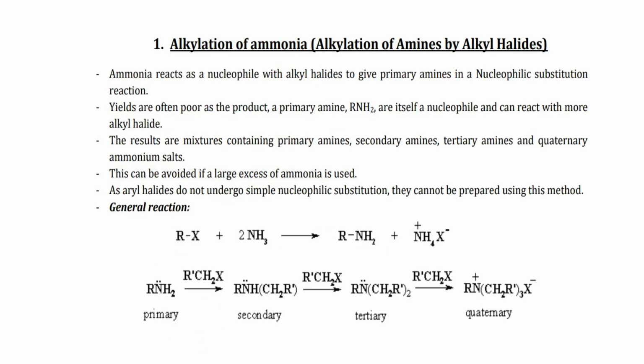The first one, the alkylation of ammonia. Ammonia reacts as a nucleophile with alkyl halide to give a primary amine in a nucleophilic substitution reaction. RX plus 2NH3 will give RNH2, that is a primary amine, plus NH4+ X-. For example, alkyl chloride RCl reacts with ammonia to give RNH2 plus ammonium chloride.